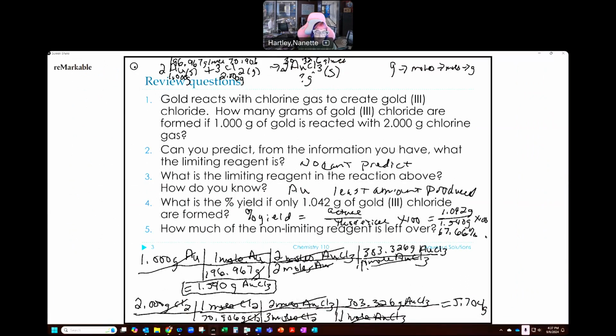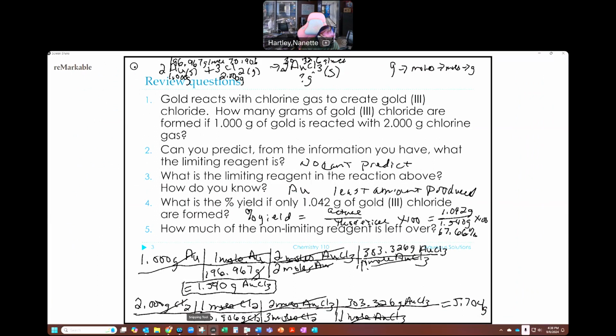67.66%. And then it says how much of the non-limiting reagent is left over. So I'm asking you, how much of the excess, how much of the one that I still have, do I have left? That's an interesting question, right? Because I know I haven't used up all of that Cl2. So the question becomes, how much more do I have? Well, how do I figure that out?